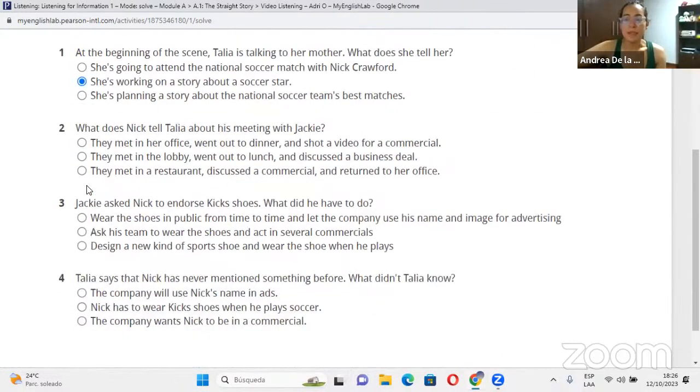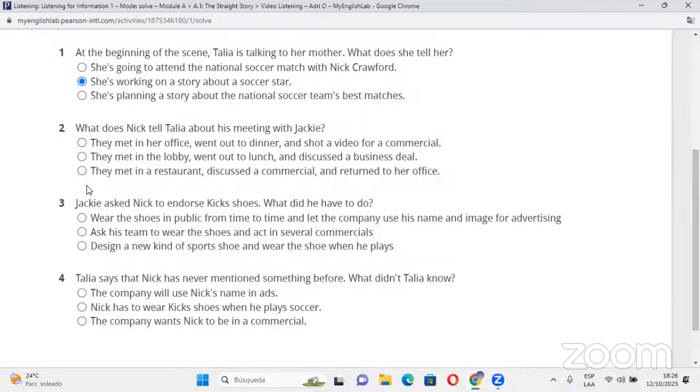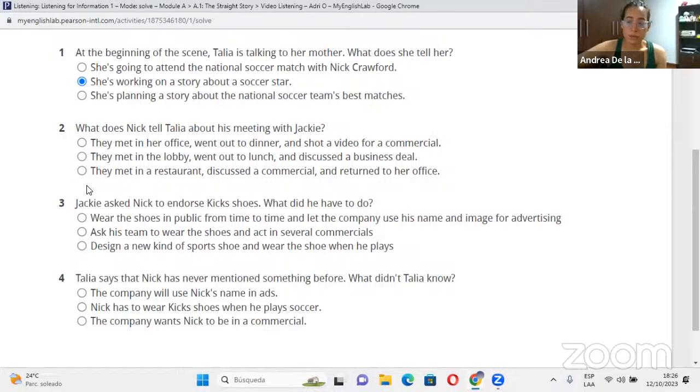Now, what does Nick tell Talia about his meeting with Jackie? They meet in the lobby, went to lunch, discusses a business deal. Exactly. They met in the lobby, went out to lunch, and discussed a business deal. Meet is the simple present, met is the past.